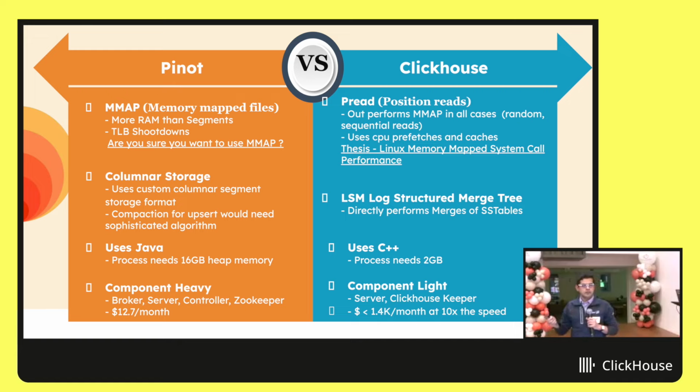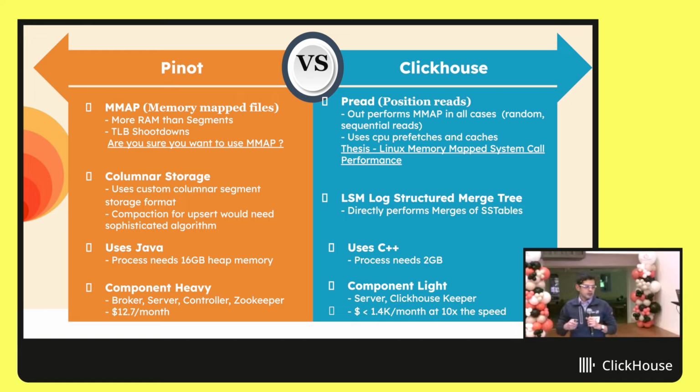Now ClickHouse, on the other hand, uses pread, or position reads, so that allows us to read a file from any position, regardless of moving the file pointer. And this outperforms mmap in all cases. I found a thesis as well which talks about this. They don't give the reasons why pread outperforms, but you will find in some other online sources that CPU prefetching and caching allow ClickHouse to be way faster in all performances, whether it's sequential reads or random reads.